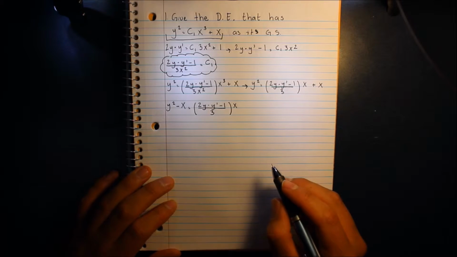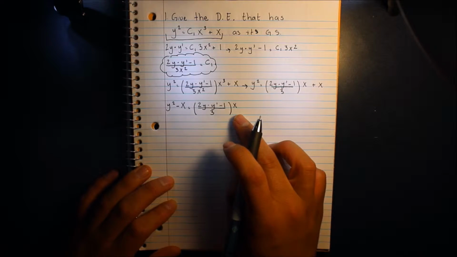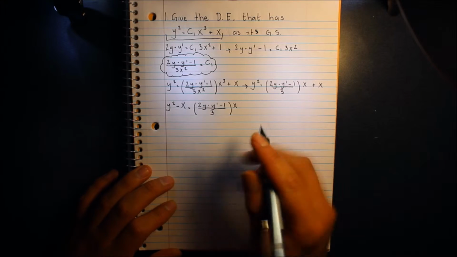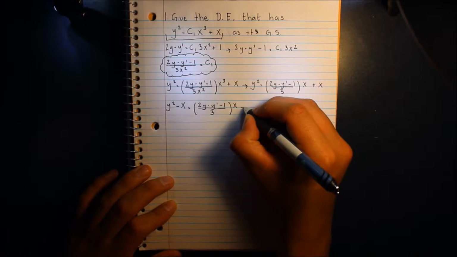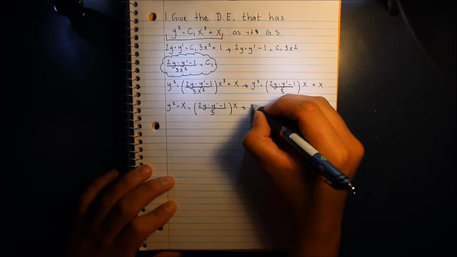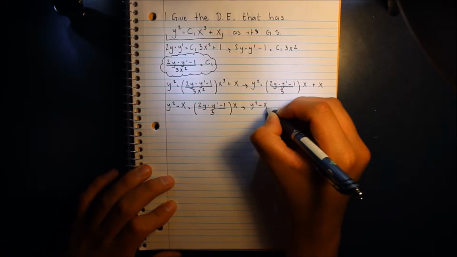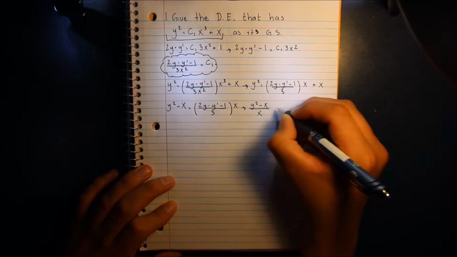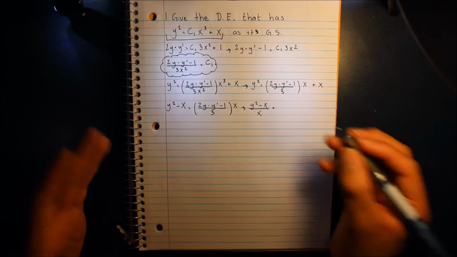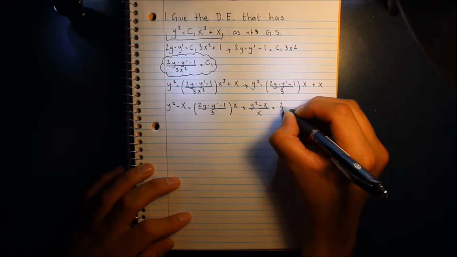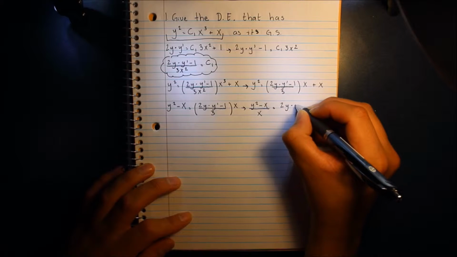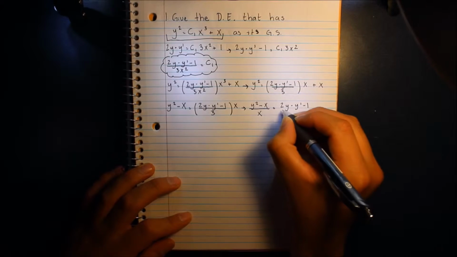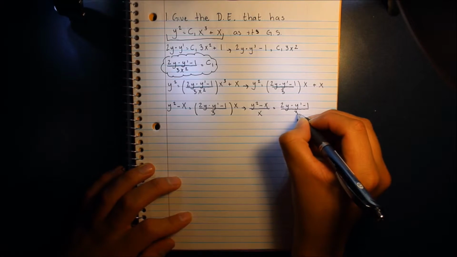Okay, and at this point we can divide everything by x. So we're going to go ahead and do that by that x right there. So we divide everything by x, we're going to get y squared minus x divided by x equals, then you could drop the parentheses at this point. It's 2y times y prime minus 1, everything divided by 3.